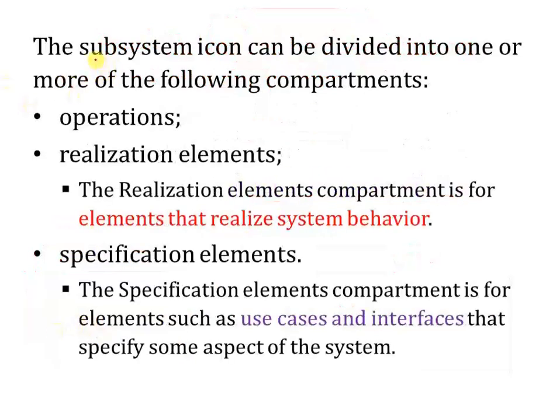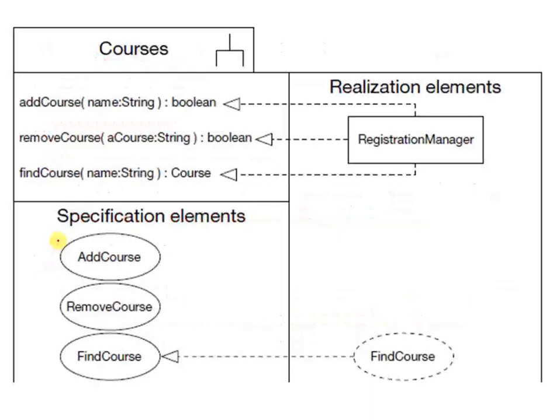Here we will be discussing more about the subsystem icon. The subsystem icon can be divided into one or more compartments. Usually it will have three different compartments. In the first compartment, we represent operations. In the second compartment, we give the use case realization elements. And in the third compartment, we give the specification elements, that is requirement specification elements. So this is a representation of a subsystem.